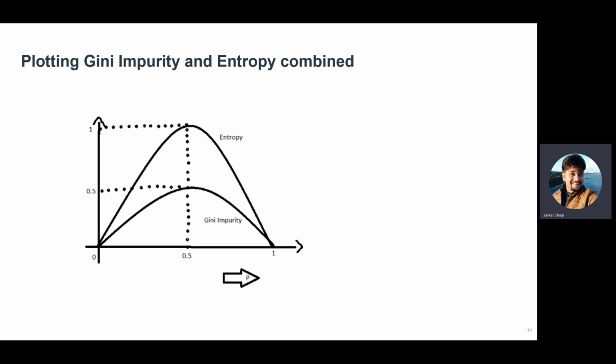Just remember one thing, that when the probability is 0.5, the maximum value reached by Gini impurity is always 0.5. So your Gini impurity would always range between 0 and 0.5, and your entropy would always range between 0 and 1.